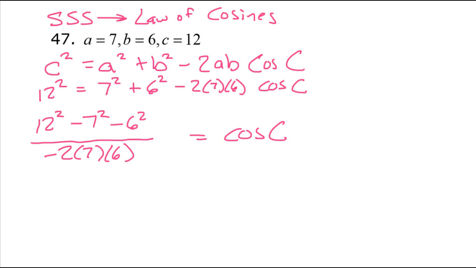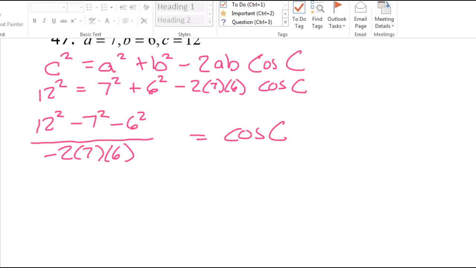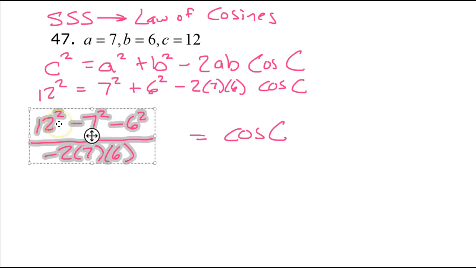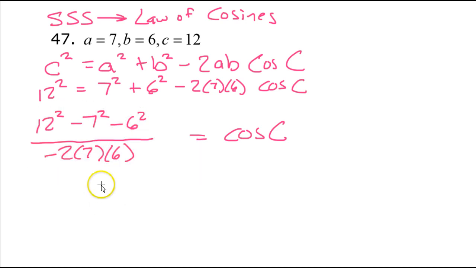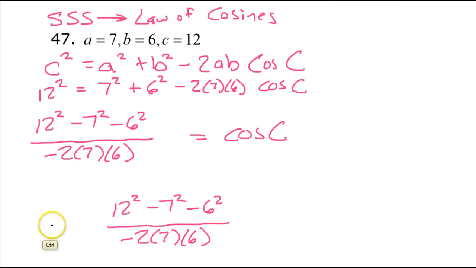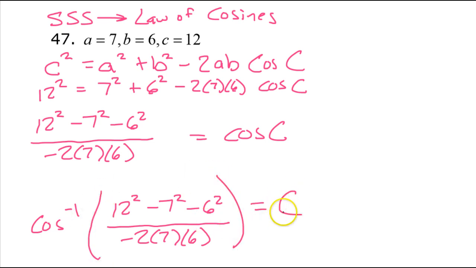But what I really want is not the cosine of C. I want angle C itself. So what I really need to do is the inverse cosine of all of this. I'm just going to copy this real quick. Okay, so if I do the inverse cosine of all of this, then that should equal the measure of angle C.